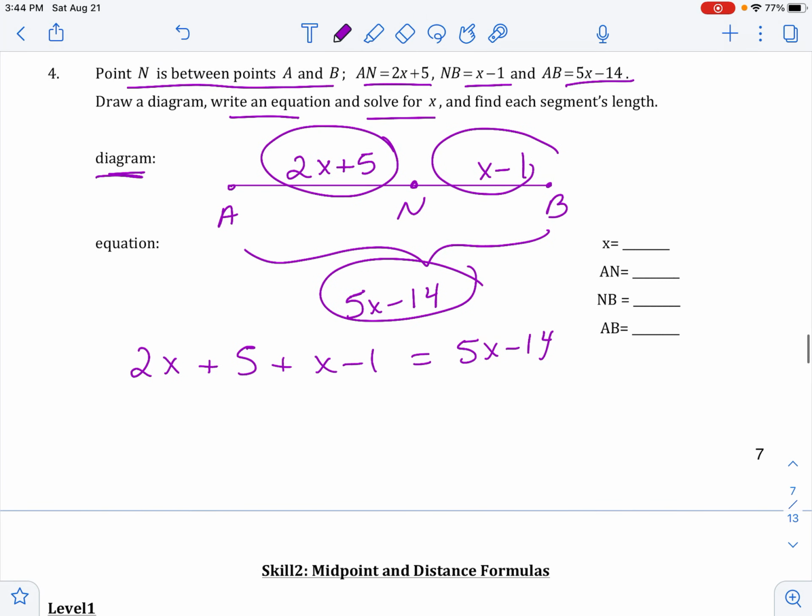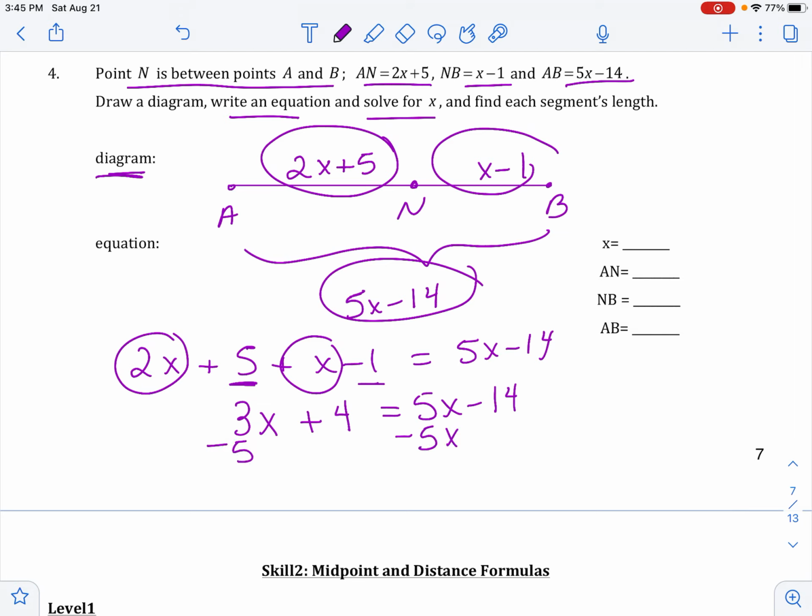Now we need to solve for x. So remember we talked about you want to try to combine like terms first on either side. So I noticed these are like terms, so that's 3x. These numbers are like terms, so I have plus 4, 5 minus 1. There's no like terms on the right side, so I'm going to leave it as is. And then I have x's on both sides, so I'm going to move all the x's to the left.